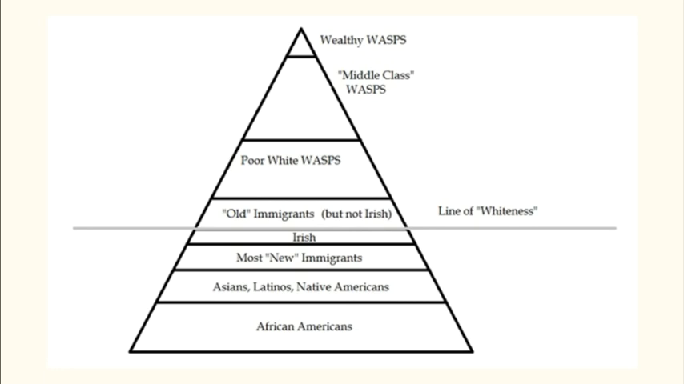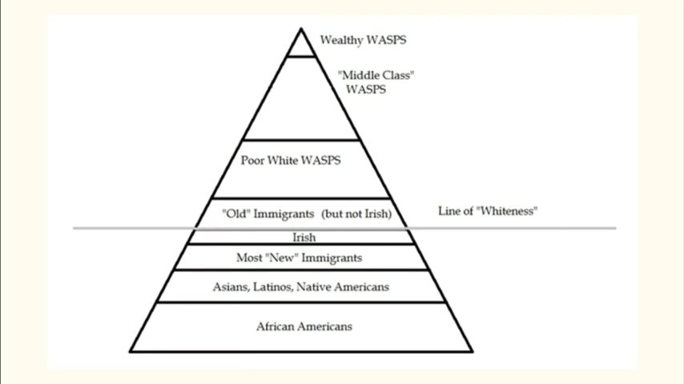New immigrants, air quotes, new immigrants, are immigrants that come from Southern and Eastern Europe: Italians, Greeks, Spanish, Slavs, the Poles, the Russians. They're definitely higher than the other two. Jews, they're definitely higher than the other two, but they are not as high up as Western Europeans.